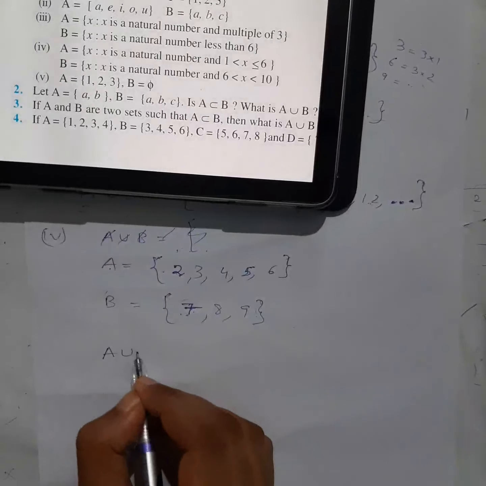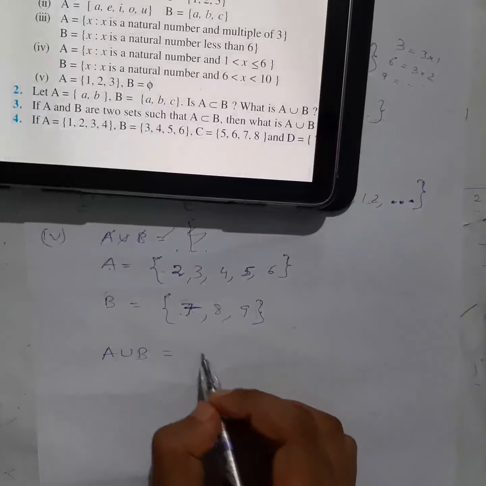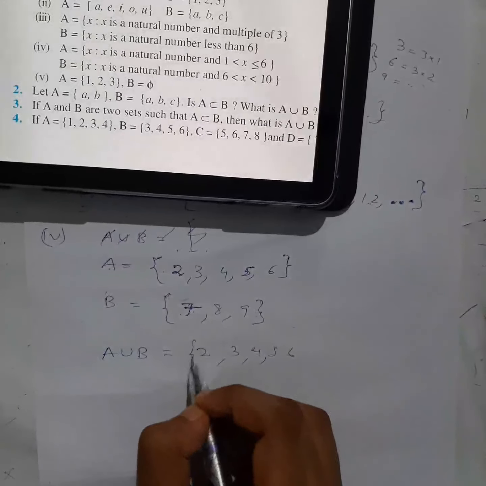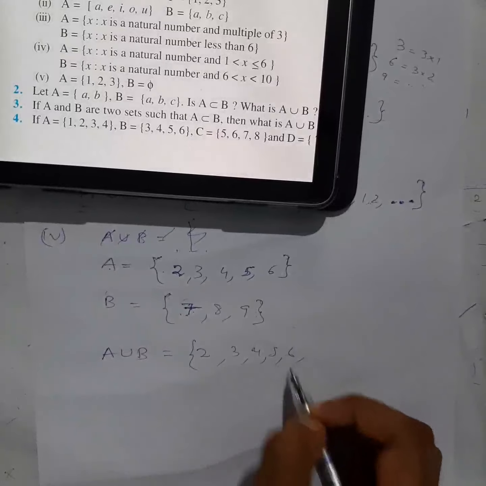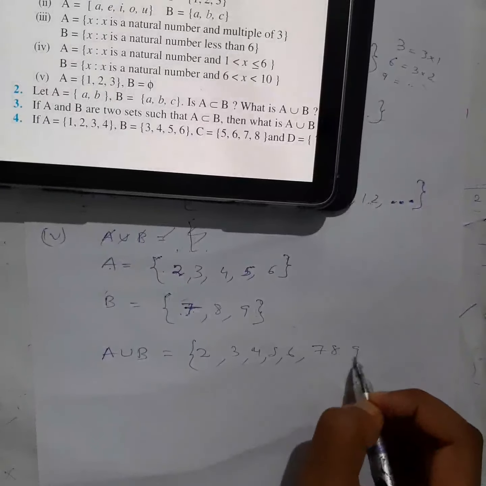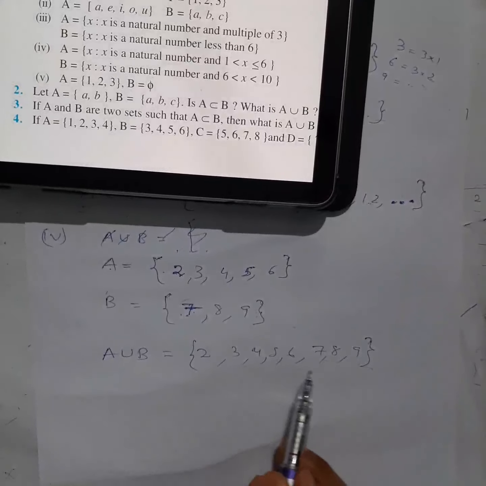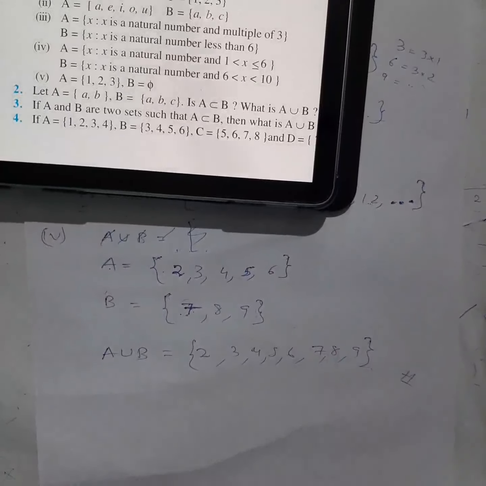Now you have to find the union of this. So A union B will be how much? 2, 3, 4, 5, 6. All elements of A are there, right? Then 7, 8, 9. Elements of B are also there. So all elements are separated by commas. Okay, so these are the elements of A union B.